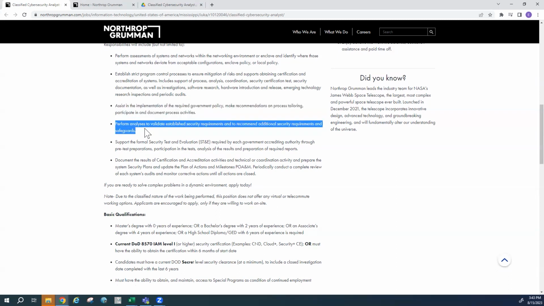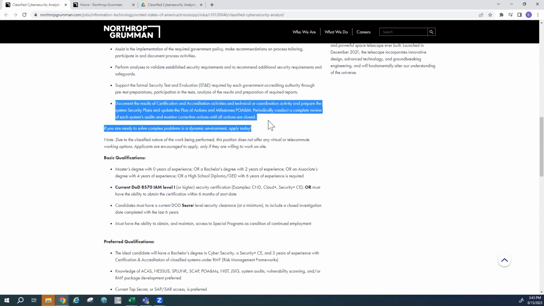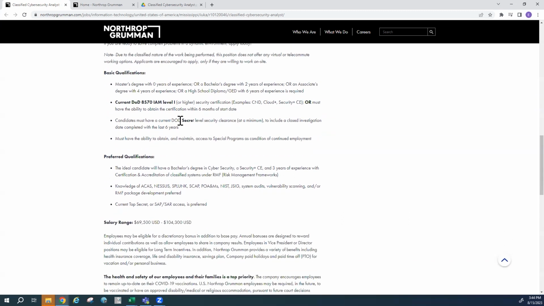You're going to also perform analysis to validate established security requirements. So the security requirements that they've established, you're going to perform analysis to validate them to see if they make sense or not. And then you can take a look at this one. And here is just documentation: document the result of certification and accreditation activities. This right here is all about documentation, documenting things, writing, all right?